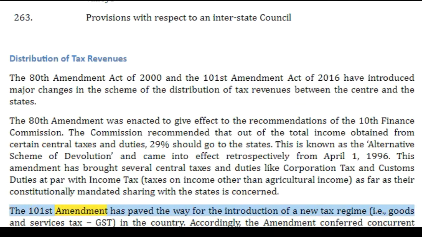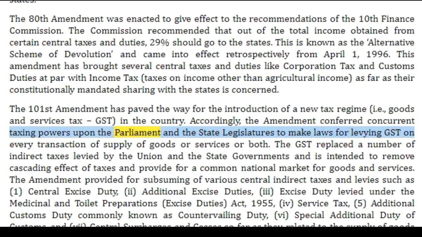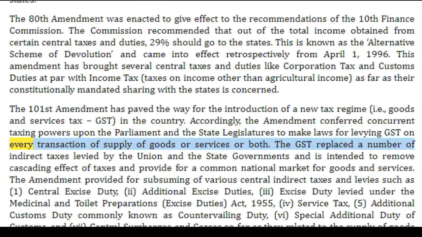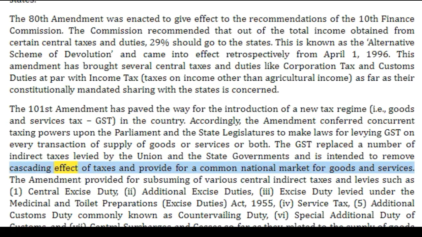The 101st Amendment has paved the way for the introduction of a new tax regime, i.e., Goods and Services Tax, GST, in the country. Accordingly, the amendment conferred concurrent taxing powers upon the Parliament and the state legislatures to make laws for levying GST on every transaction of supply of goods or services or both. The GST replaced a number of indirect taxes levied by the Union and the state governments and is intended to remove the cascading effect of taxes and provide for a common national market for goods and services.